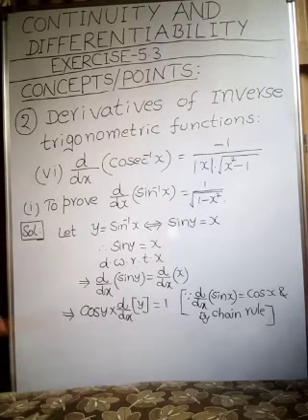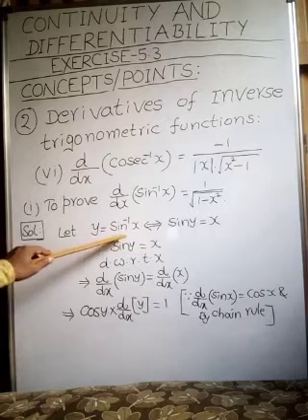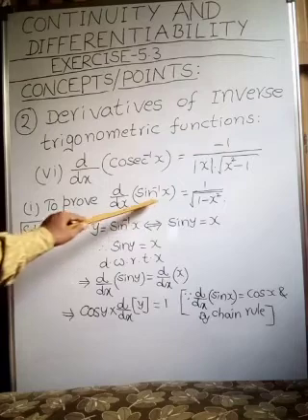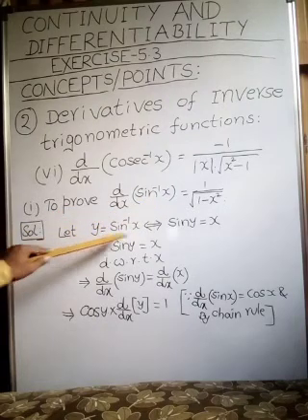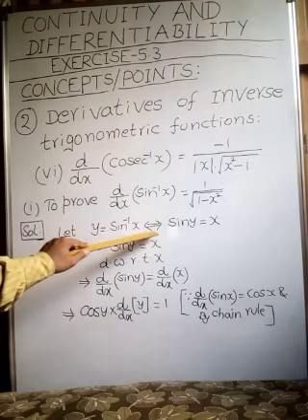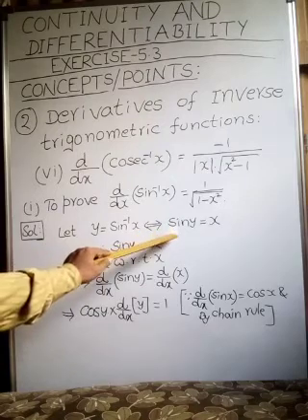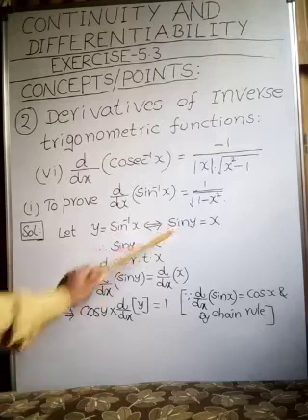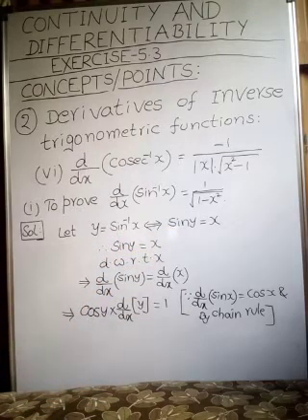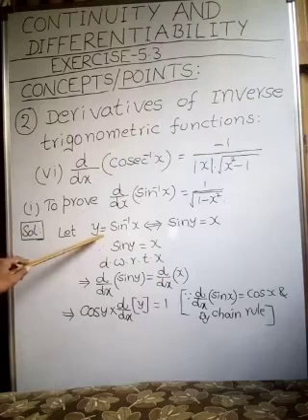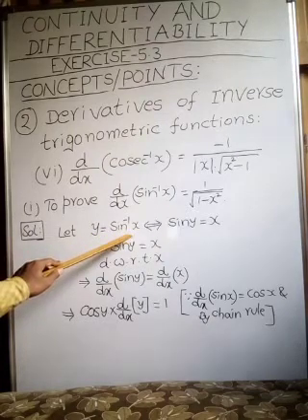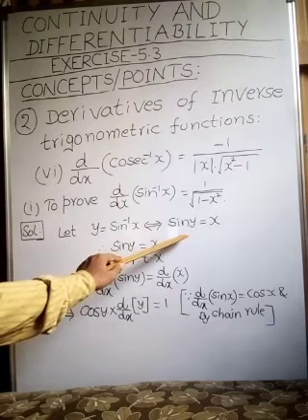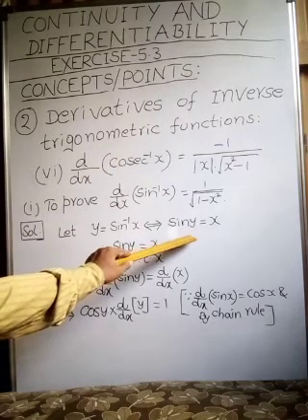Okay, my dear children. So let y is equal to sin inverse x. Let us consider this function is y. This implies we can write this equation as sin y is equal to x. You have learned this concept in the inverse trigonometric functions. If a function is given in the inverse trigonometric functions, we convert into trigonometric functions like this. Understood this step, my dear children?